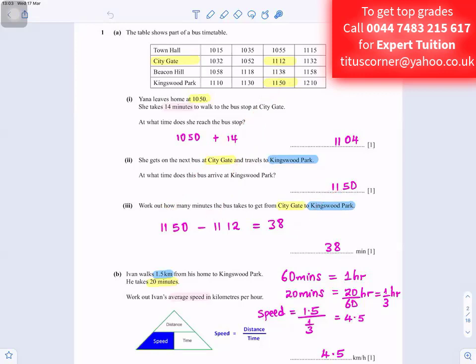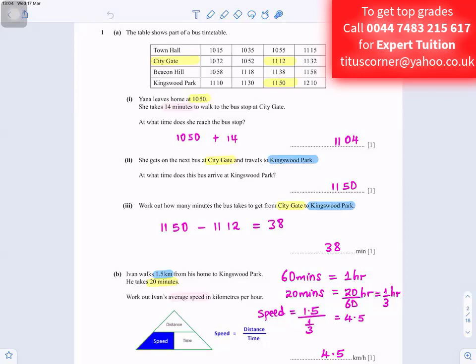Part B. Ivan walks 1.5 kilometers from his home to Kingswood Park. He takes 20 minutes. Work out Ivan's average speed in kilometers per hour. We want the speed in kilometers per hour, so we need to change minutes to hours. We know 60 minutes is 1 hour. 20 minutes is 1/3 of 60 minutes. 20 over 60 is 1/3 of an hour.